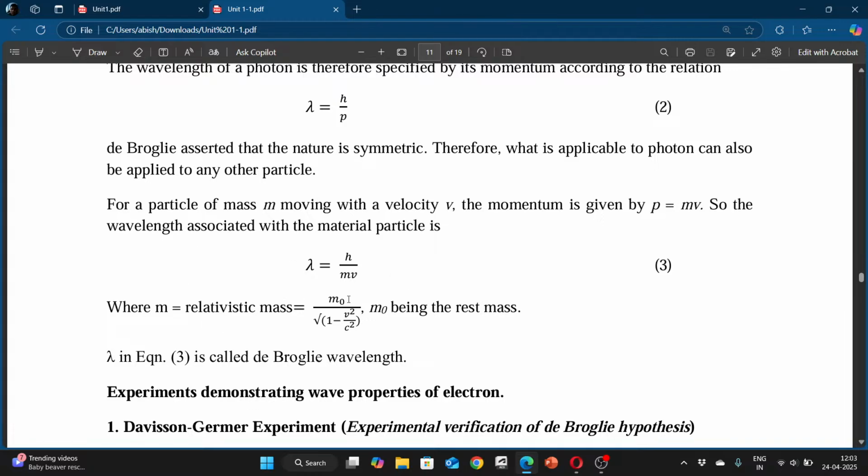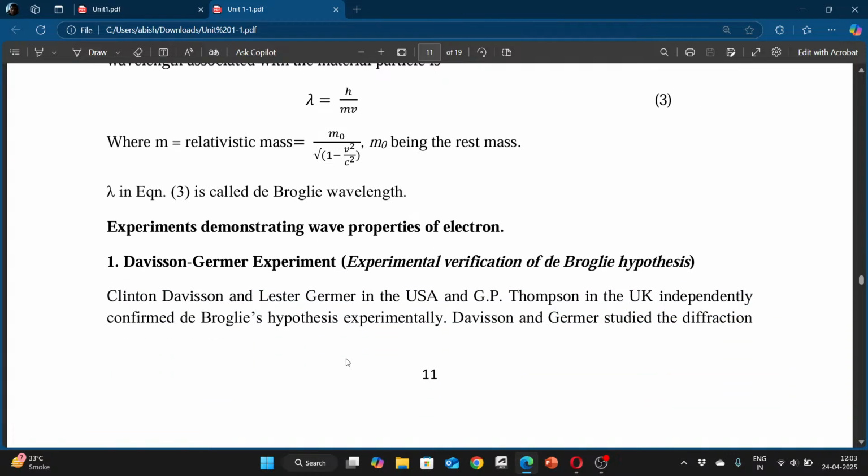Then m is a relativistic mass, which is m naught upon root 1 minus v square by c square. So there's a condition to which this will work. Here m naught is the rest mass. जब वो रेस्ट है क्या मास है, upon root 1 minus v square upon c square. Also mu square upon c square. I think it's mu square upon c square.